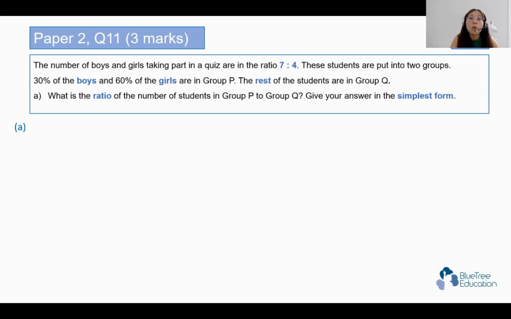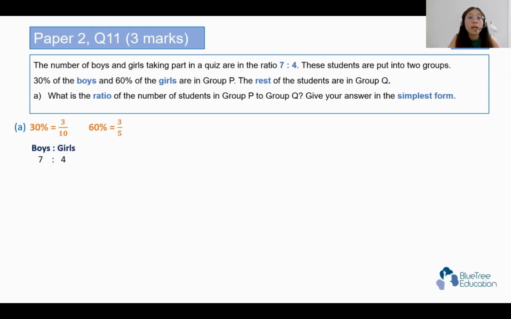Okay, whenever you see a question that has a percentage in it, I will always ask my students to change the percentage to a fraction so that it's easier to work with. Okay, so 30% is 3/10, 60% is 3/5. So now let's take a look at the first sentence. Boys is to girls is 7:4.